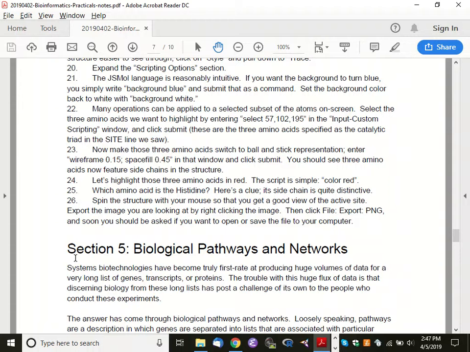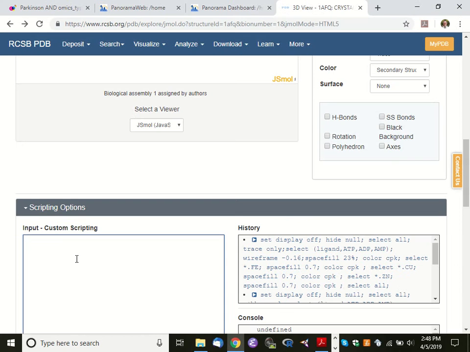All right. So the JSmol scripting language is reasonably intuitive. When was the last time you thought a programming language was reasonably intuitive? I liked Logo back when I was in elementary school. They would teach us how to do pen down, move forward, turn right 10, forward. That stuff was great. Love that. That was intuitive. This is not. All right. So we could change our background by saying background blue.